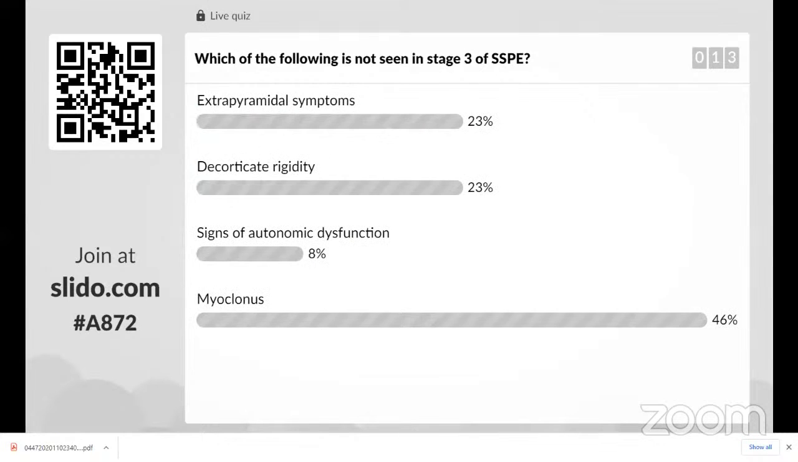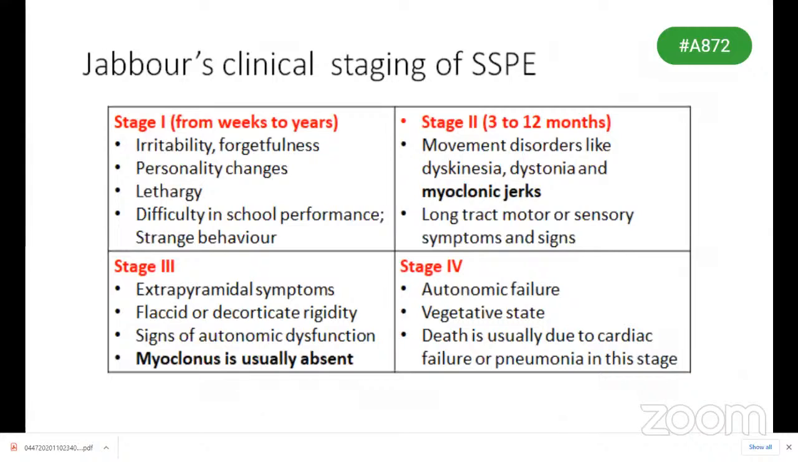Okay. 46% have said myoclonus, which indeed is the correct answer. So if you go to this clinical staging of SSPE, stage 1 runs for weeks to years. The patient may have irritability, forgetfulness, personality changes, lethargy, and poor performance in school.